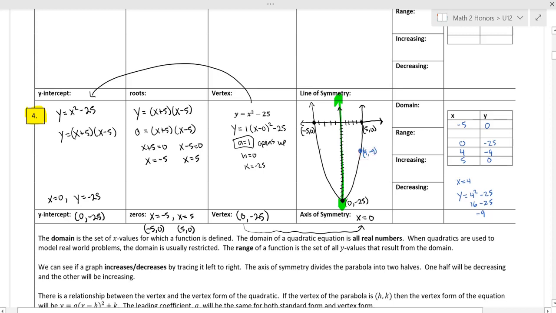And then there's going to be a matching one right on the other side. It's symmetric. So it'll be the same height, which is at -9, and it will be the same distance on the other side of the axis of symmetry. So it'll be -4, -9.